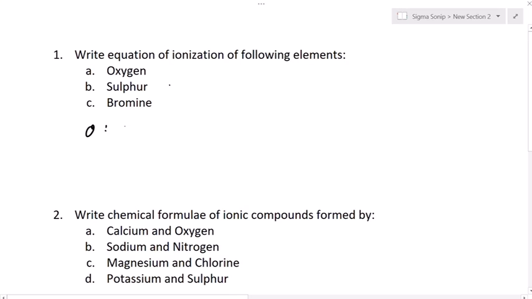Oxygen atomic number is 8, so electron configuration is 2, 6. So when oxygen wants a full octet in its valence shell, it needs to gain 2 electrons, and then it becomes 2, 8. Not exactly, I wouldn't call it ionization, but oxygen would become an anion when it gains 2 electrons, and that gives rise to your oxygen ion.